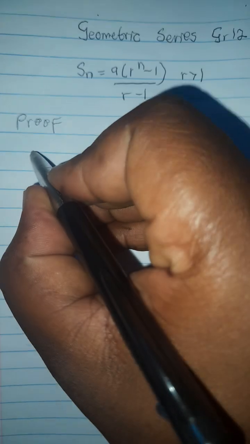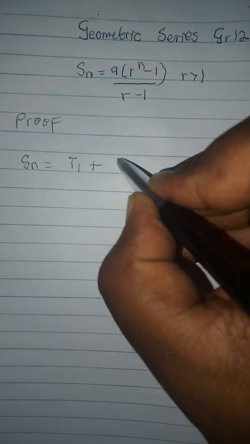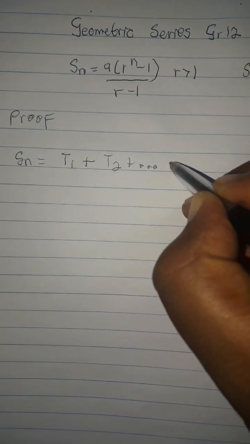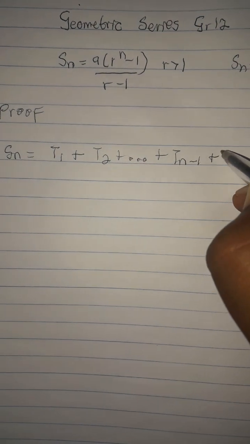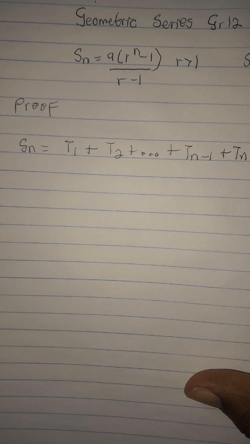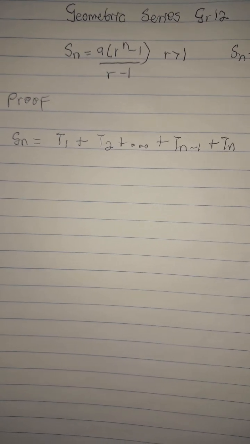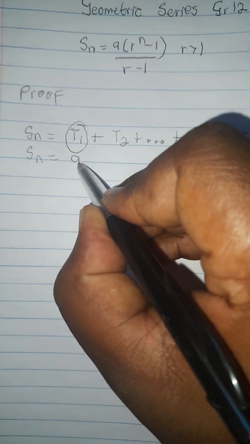Well, you need to formulate it. You'll just say Sn, we know it's a sum. Then we'll have T1 plus T2 plus ellipsis plus Tn minus 1 plus Tn. We need to formulate an equation from these notations. So we are going to say Sn equals T1, and T1 is the same as a, which is the first term.